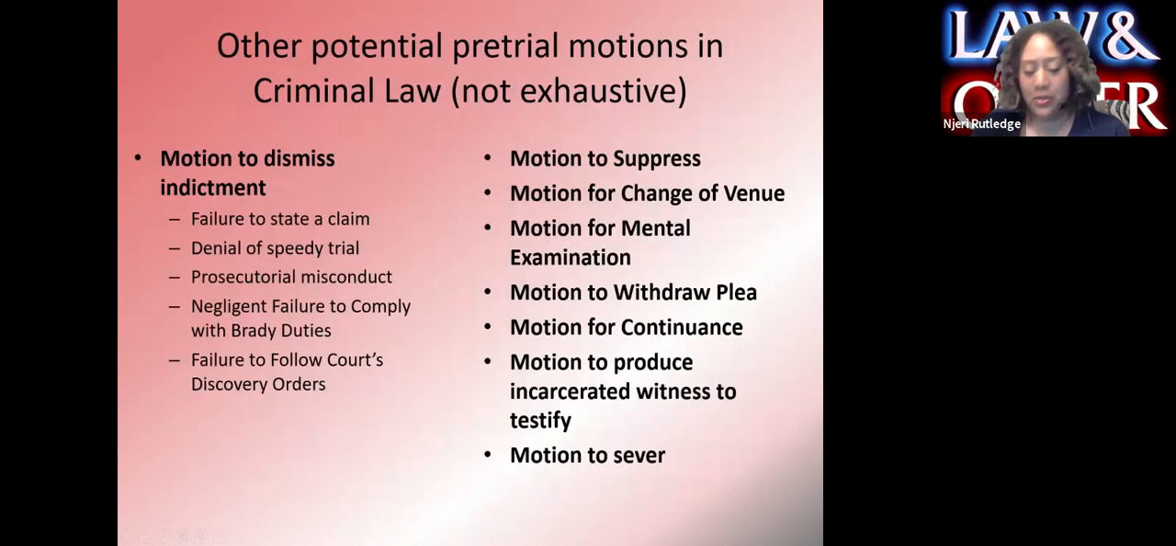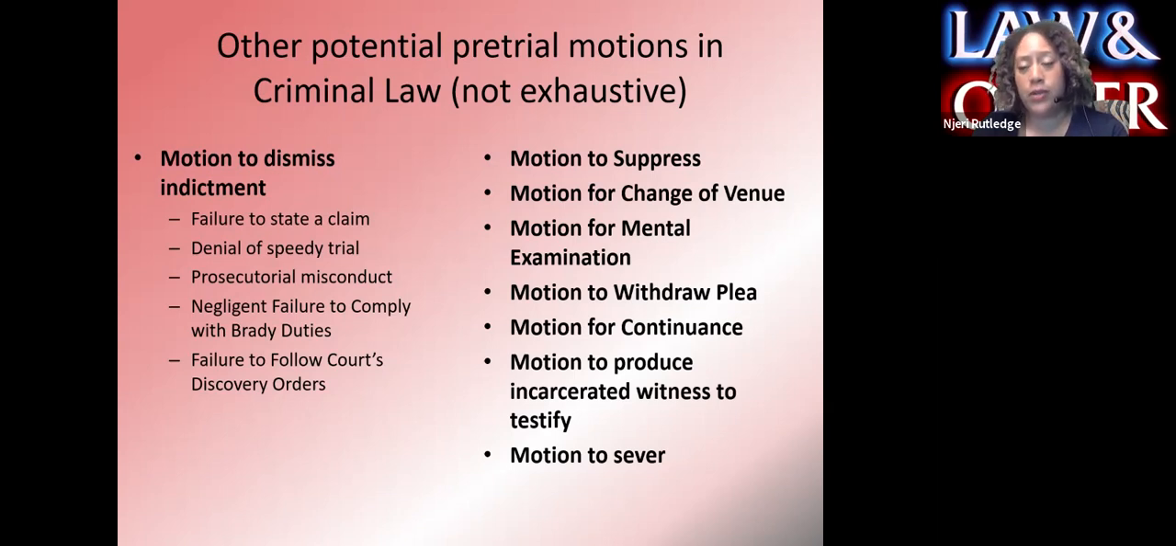So let's talk in greater detail about the different motions. You can file a motion to dismiss an indictment. And when I say indictment, I'm talking about felony cases. In the state of Texas, for felonies the charging instrument is an indictment, and for misdemeanors it's an information.